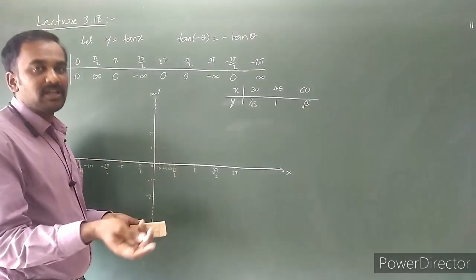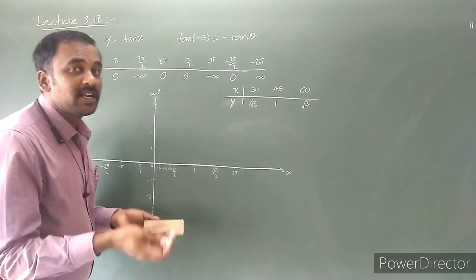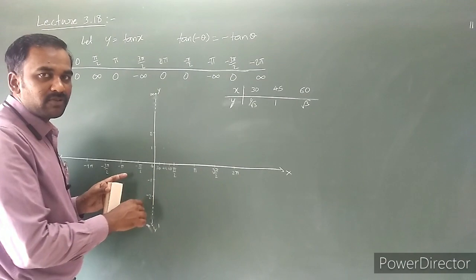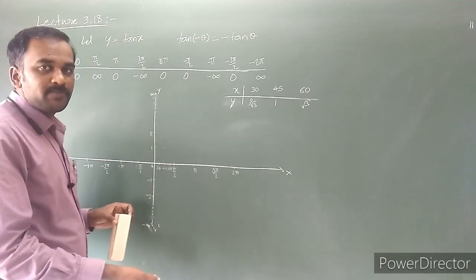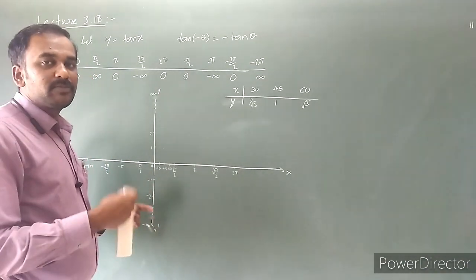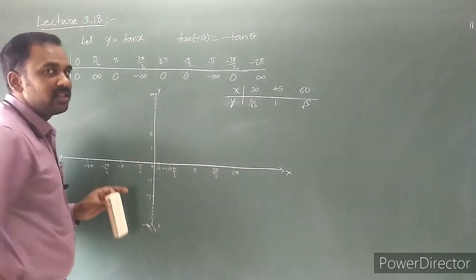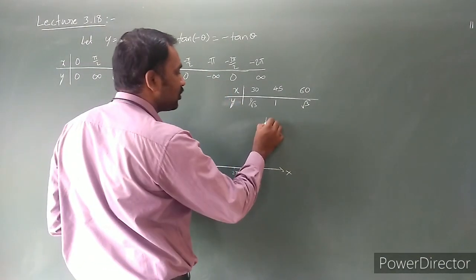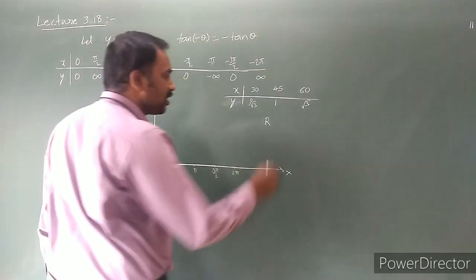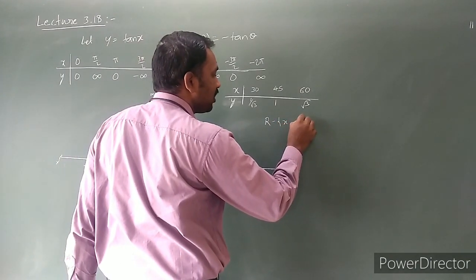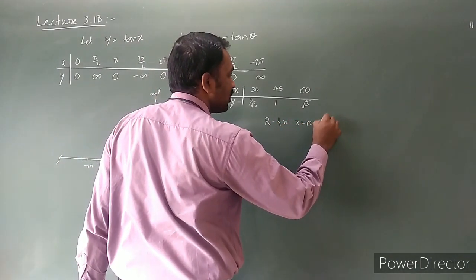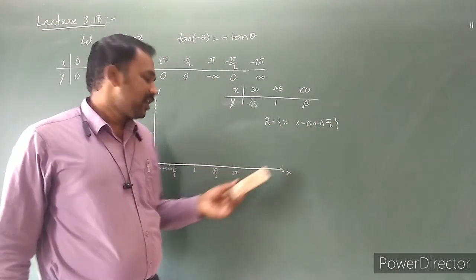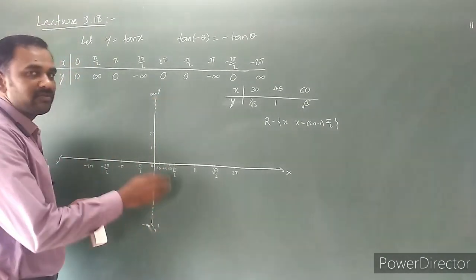In between, there are so many numbers. We can call it an infinite number of real numbers: 0, 1 degree, 2 degree. These are the finite numbers which are taken. Like that, 0.1, 0.2, 0.3, 0.01, 0.02, all the values will be there. That is because what is the domain of the tan function? The domain of the tan function is all the real numbers except the odd multiples of pi by 2, x is equal to (2n minus 1) into pi by 2. At 90 degrees, it will go to infinity.